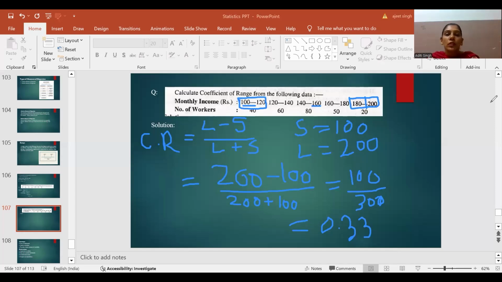If we talk about the disadvantages of range, it is very sensitive to outliers. The range is heavily influenced by the extreme values in the data set. And what are these extreme values? These are the outliers in the data set.